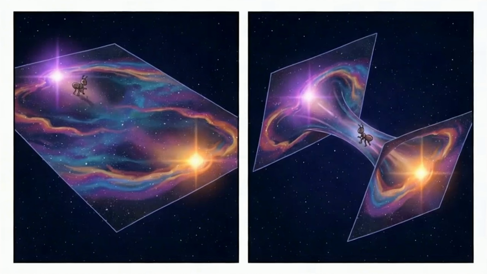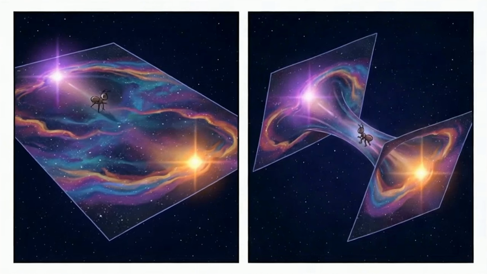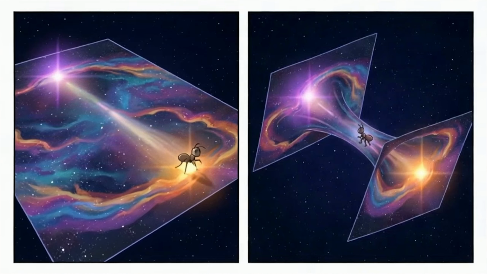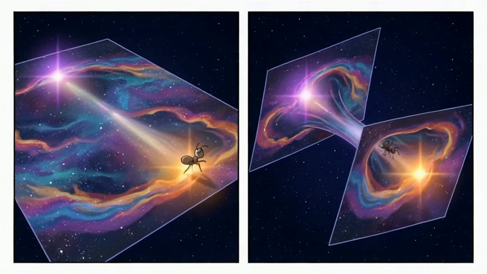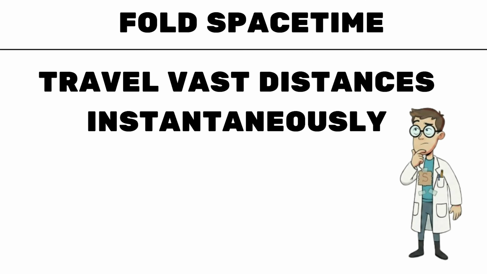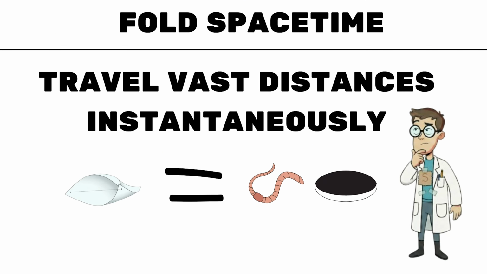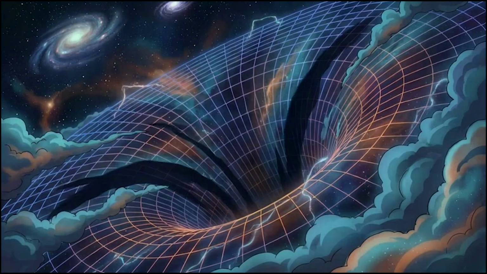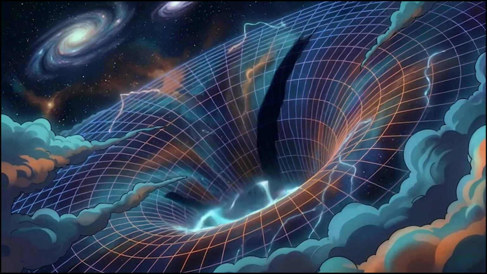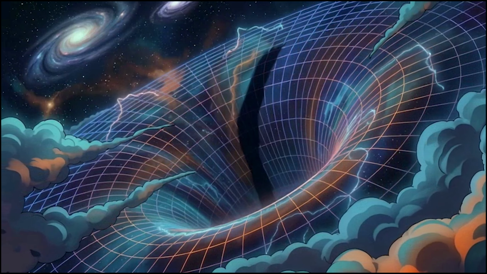Imagine a flat sheet of paper. Two corners sit on opposite sides. An ant walking across the surface would need to cross the entire sheet to travel between them. But fold the sheet, and those distant corners now touch. If the ant could step through the fold, the journey would be almost instantaneous. That fold is the idea behind a wormhole. But the equations allow more than intuition suggests, and that's where things become dangerous.